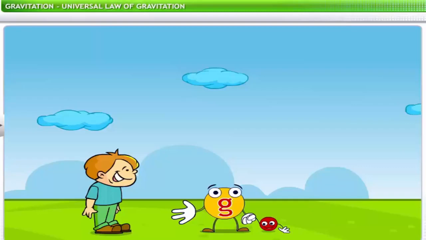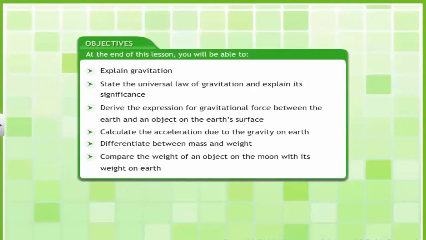In this lesson, you will learn about the universal law of gravitation, gravitational force, and its effect on a freely falling body. At the end of this lesson, you will be able to explain gravitation, state the universal law of gravitation and explain its significance, derive the expression for gravitational force between the Earth and an object on the Earth's surface, calculate the acceleration due to gravity on Earth, differentiate between mass and weight, and compare the weight of an object on the Moon with its weight on Earth.